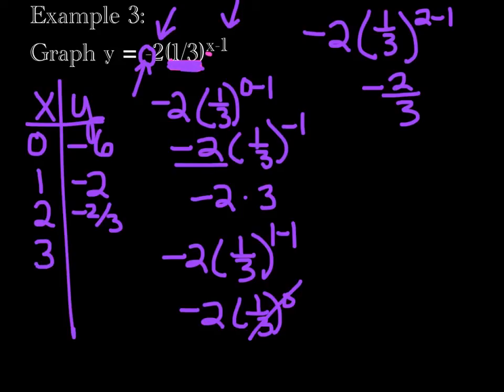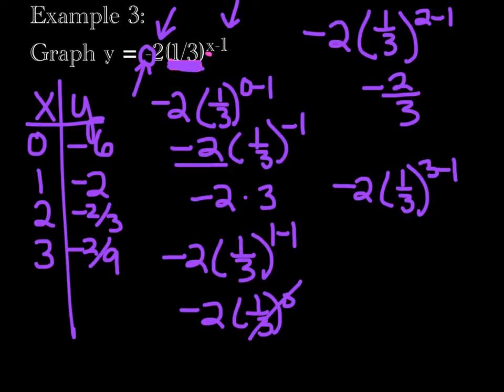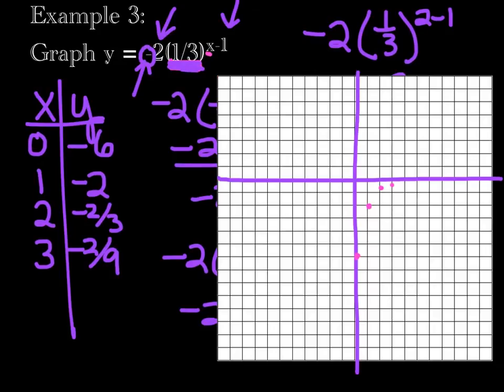So if I plugged in a 3, we would get -2 times 1/3 to the 3 minus 1. So 1/3 squared is going to be 1/9, so that'd be negative 2/9. And we can see that it is approaching 0, but it's not going to touch it. So let's put it on the graph. So there's the points. We can see that we are approaching our same asymptote of y equals 0. And it's going to be getting smaller like that because of the negative in front.